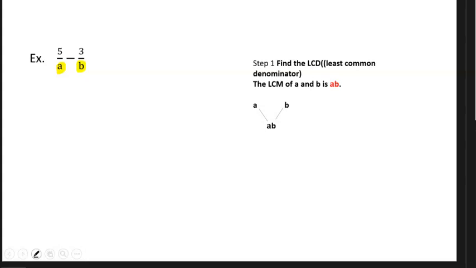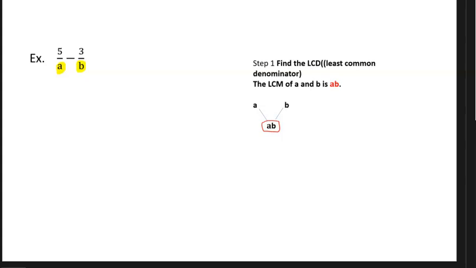Okay, so a and b, first of all, are two different letters, so that tells us they may not be the same, so they may not match. So we need to turn a and b into the same variable, and the answer is ab. Why is that? Because if you have a, you have a b, if you want to use multiplication to turn them into the same thing.